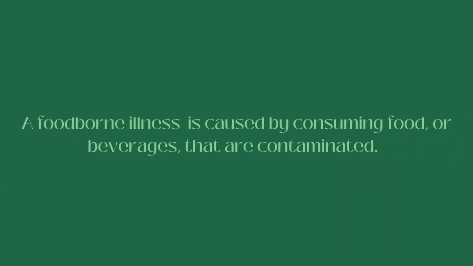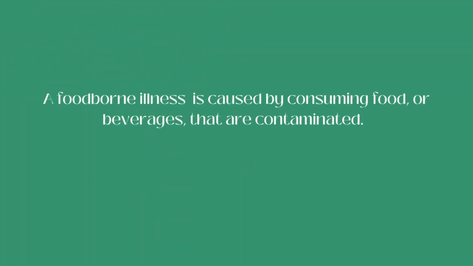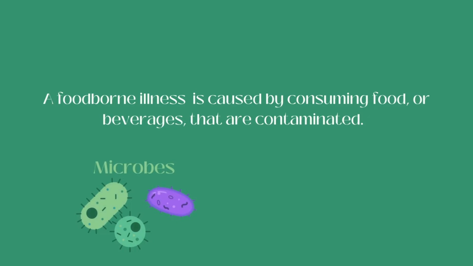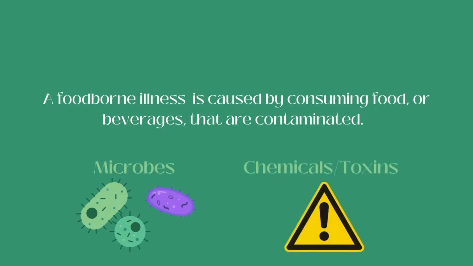A foodborne illness is caused by consuming food or beverages that are contaminated. Food can become contaminated in a number of ways, one including improper food production, which can cause the development of microbes. This could be a result of cross-contamination. Another way that food can become contaminated is through chemicals or toxins. This could be a result of improper food storage and supplies.